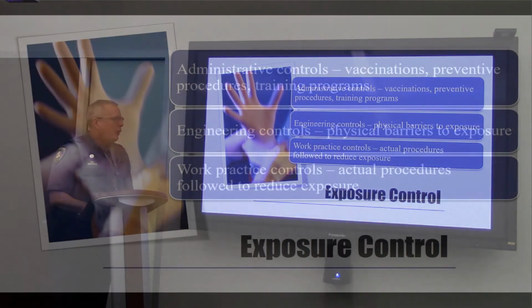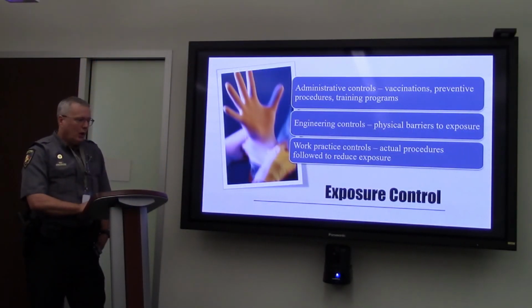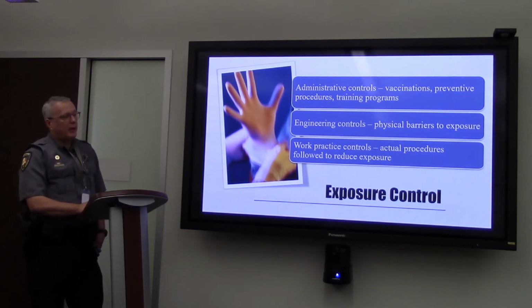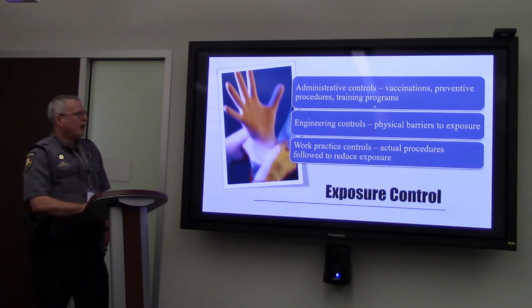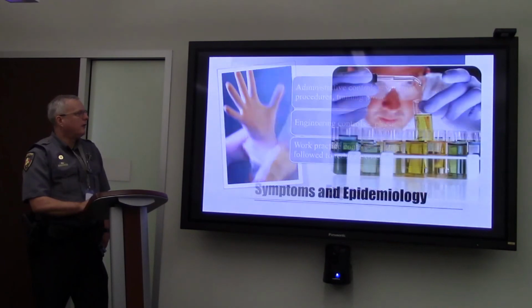And then the third thing that we talk about are work practice controls. And these are the actual procedures that we follow every day to reduce exposure. Prior to this whole pandemic mess, what we would have done for a work practice control would be wear gloves if you're around any body fluids, keep your distance from any type of environment where you might have blood splashing, things of that nature. With the pandemic, our work practice controls are now things like wearing a mask in public, reducing the amount of time that you're in other people's space, reducing the amount of time that you're in crowded environments. And these are our work practice controls to control the spread of COVID.